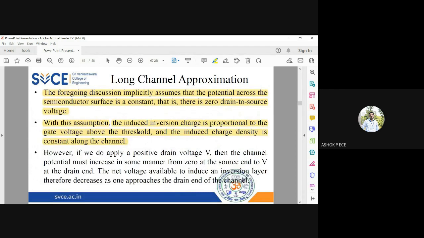So now, I have not applied any VDS. I have assumed VDS equals 0. I'm just varying VGS. Now, if I slowly apply a positive drain voltage V, if I slowly increase the drain voltage V, then the channel potential must increase from 0 at the source end to V at the drain end. So if I apply a drain voltage V, the potential across the channel is also going to vary. At one end, the potential will be 0. At the other end, the potential will be equal to V.